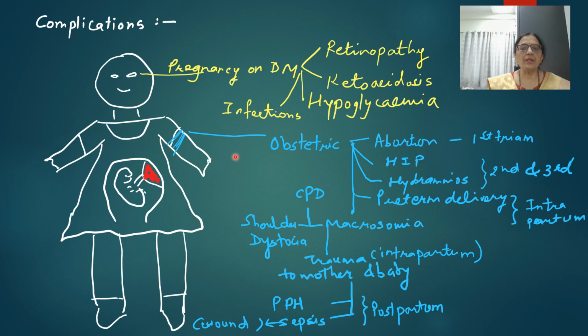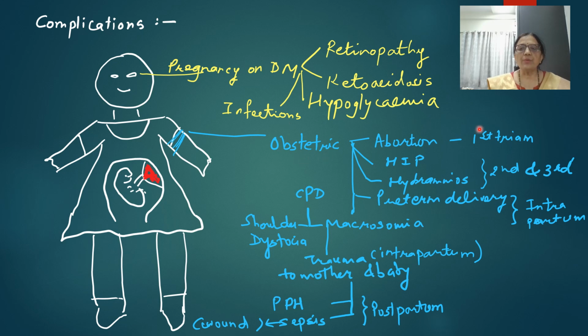Complications, pictorially we can remember. We start with the eyes, so what is the effect of pregnancy on diabetes? At the top we have retinopathy. Apart from that, mother can have ketoacidosis, hypoglycemia, and infections. In infections, there can be urinary tract infection in the antepartum period. Patient can have candidial vulvovaginitis, and puerperal sepsis or post-operative wound infection also can be there.